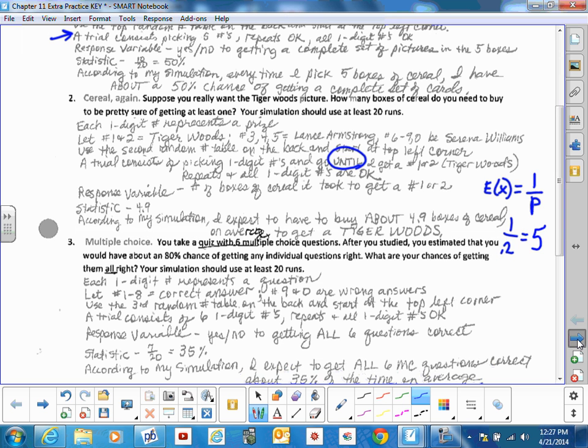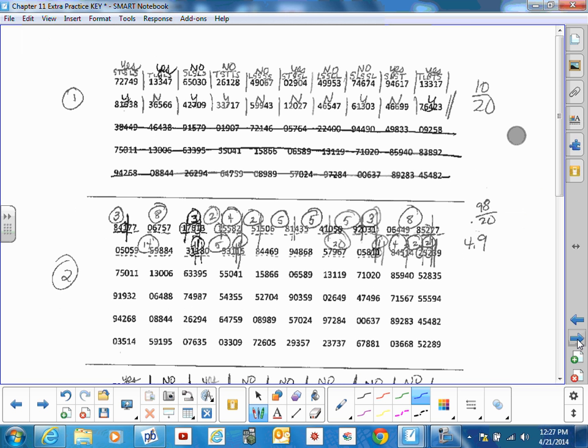Okay, so it looks like this when you look at the back. Not a Tiger Woods, not a Tiger Woods, Tiger Woods. So that took 3 boxes of cereal. Not a Tiger Woods, not a Tiger Woods, not, yes. So that took 8 boxes of cereal. Okay, and so on. And then you averaged it, and I got an average of 4.9.